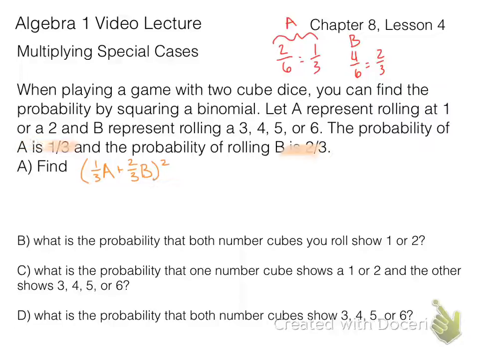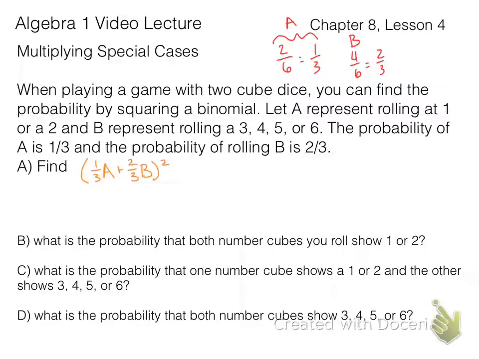All right? So there we go. Now let's go ahead and talk about it. Now, they tell you that the probability of these situations happening is (1/3 A plus 2/3 B) squared. That means that on one dice, rolling a 1 or 2 is a 1/3 chance, or rolling a 3, 4, 5, or 6 is a 2/3 chance.